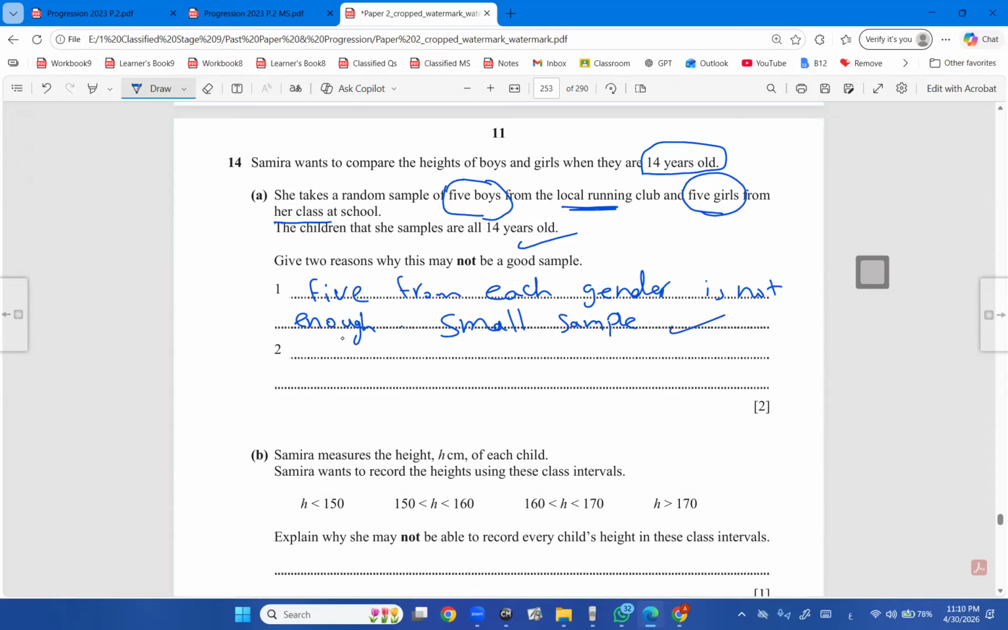The other mark, you can say that choosing only from the running club might be biased. You can say that, or might not be representative. So it might not be representative of the whole population. So choosing boys only from the running club.